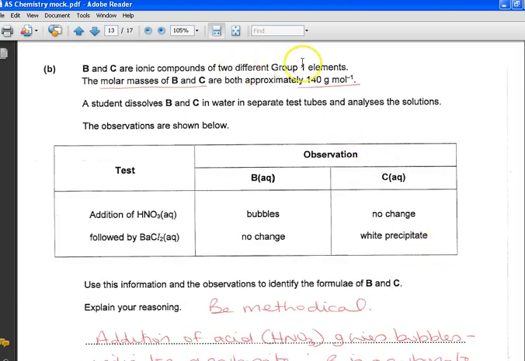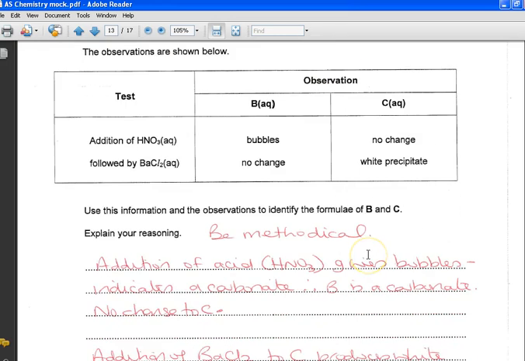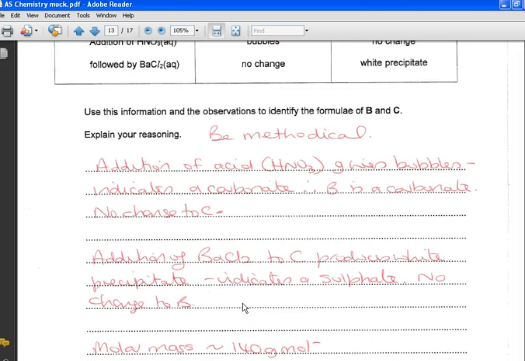Okay, you're given some information here about substances B and C, and you're told that they both have an approximate molar mass of 140 grams per mole. Okay, and then you're asked to identify them. So be methodical, look at B, then look at C. So we add acid to B and it gives bubbles, which indicates carbonate, and there is no change to C. Addition of barium chloride to C produces a white precipitate, which indicates a sulfate, and no change to B. So we know, a carbonate and a sulfate.